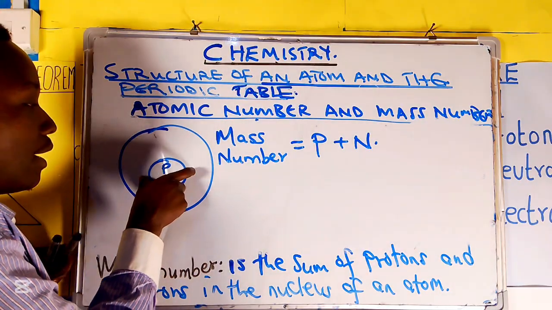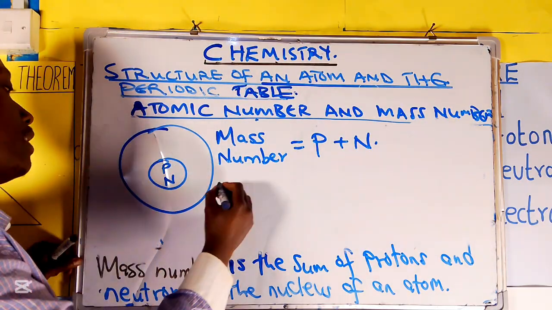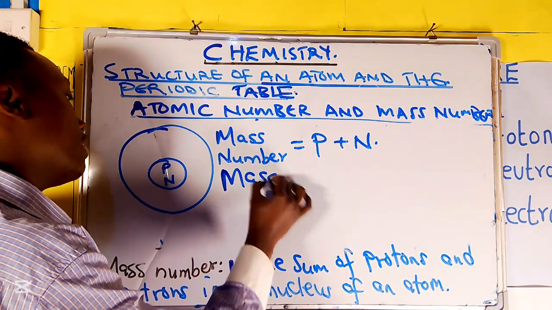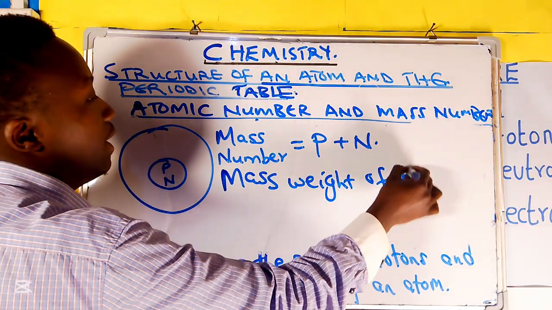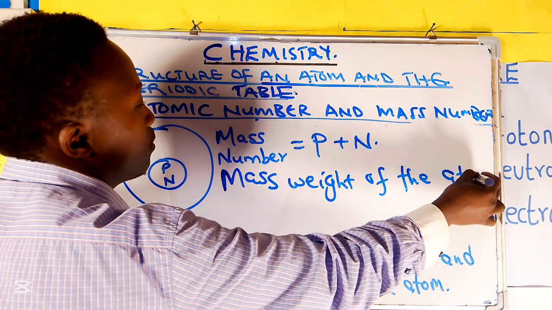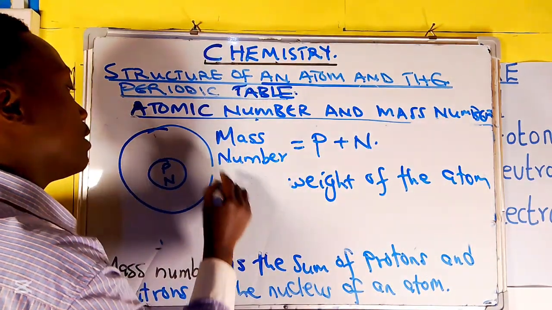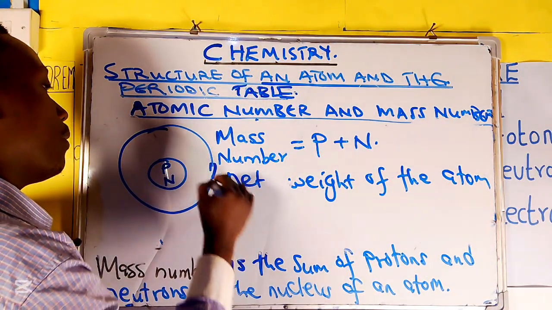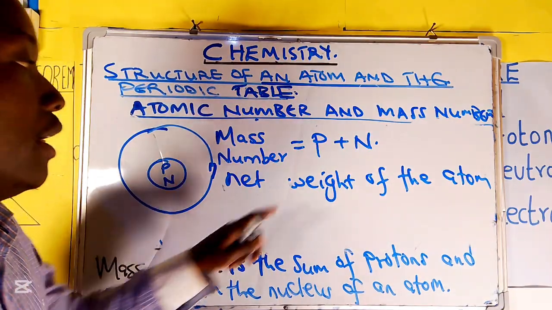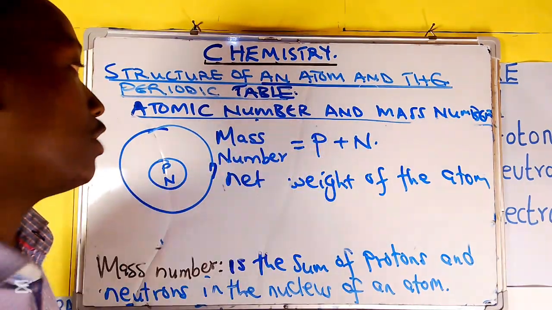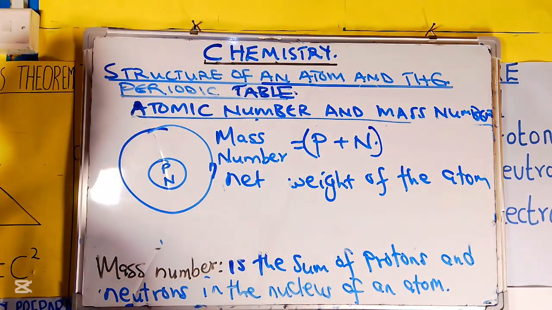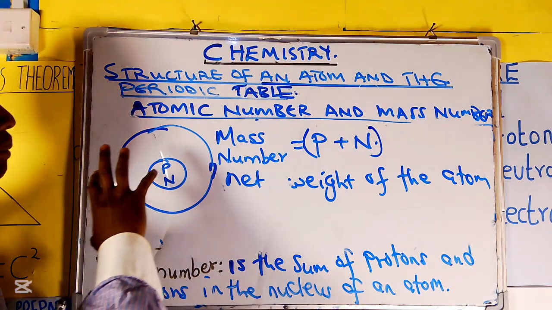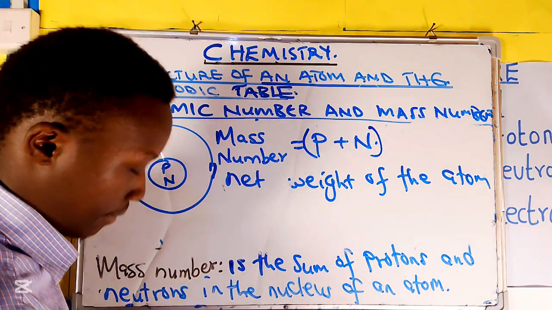And the mass number of the atom is the mass weight. Let's use the word net weight of the atom. It is the protons plus the neutrons. These two are the ones that make up the mass number.